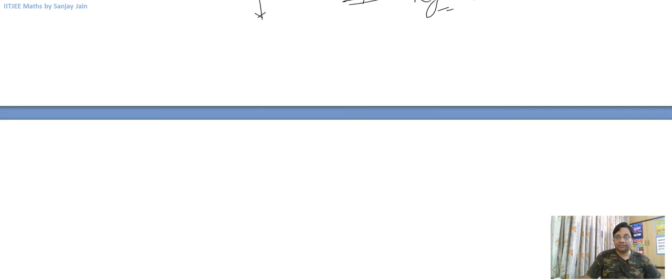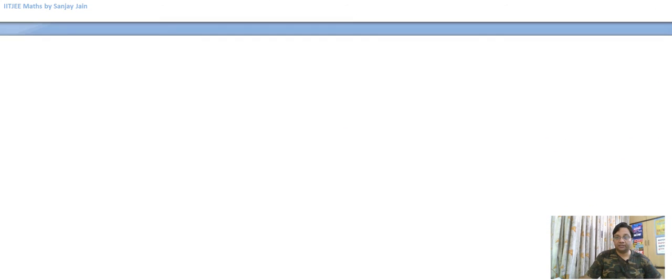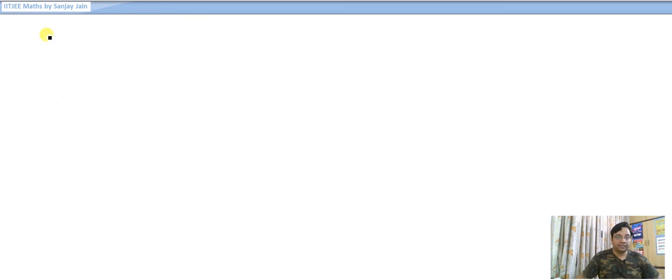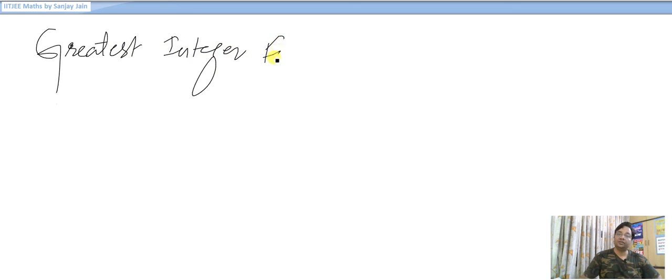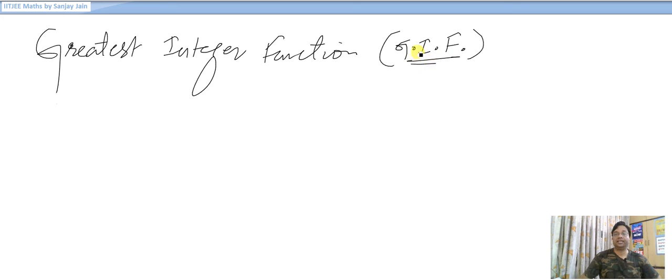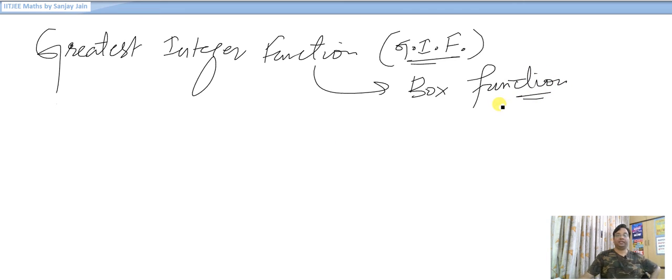The next function that we are going to discuss here is the greatest integer function, which in short form can be written as GIF. This is also known as the box function, right? And this is denoted by f of x equal to box x.